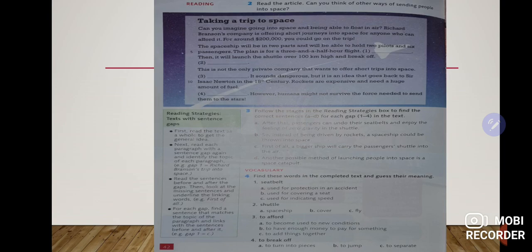Now here, let's come here. Read the article. Can you think of other ways of sending people into space? Now, before we start reading this paragraph, I need you to learn reading strategies for texts with sentence gaps. How to read a text.